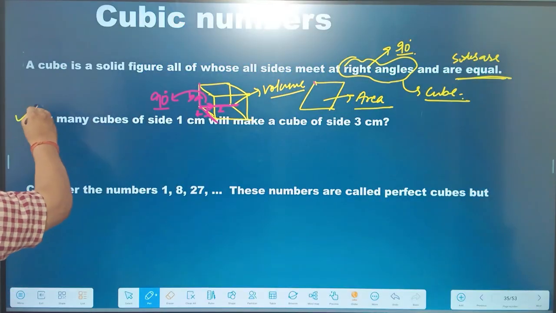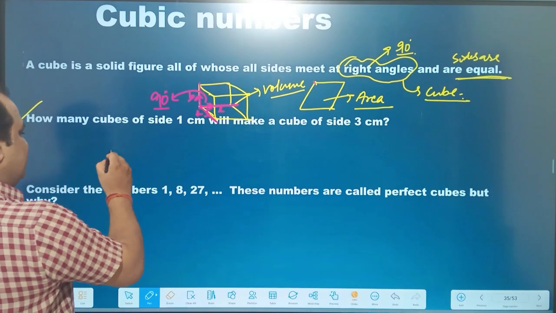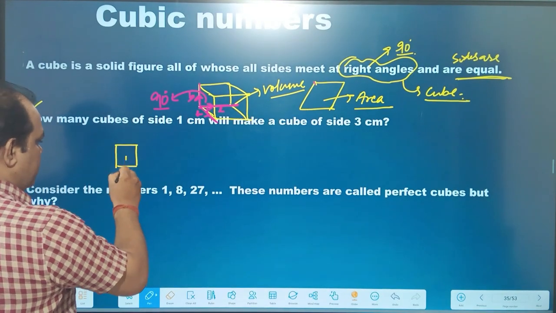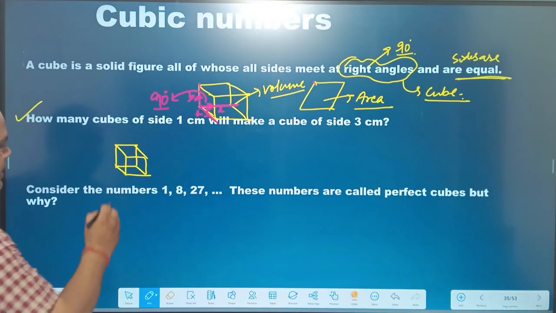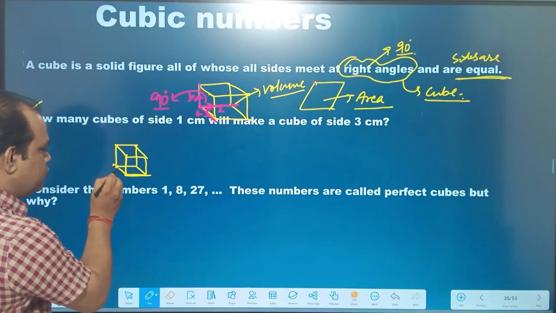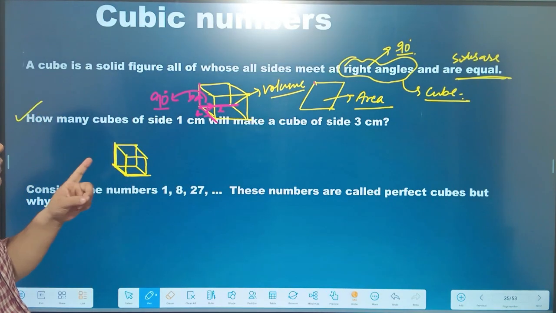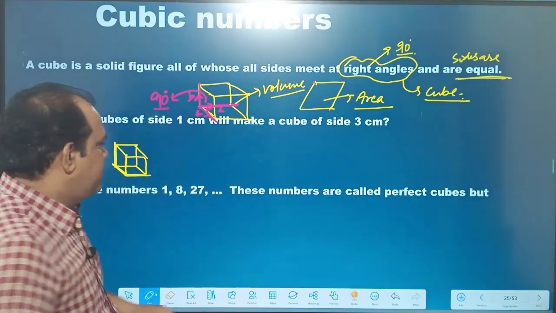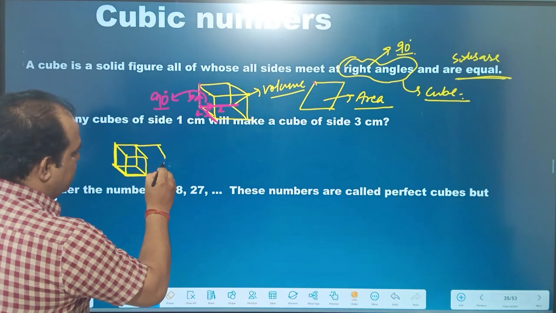Now the second question is, how many cubes of side 1 centimeter will make a cube of side 3 centimeter? Let's say this is a cube, we make it like this. This is a 1 centimeter cube. Let's say all these sides are 1 centimeter. This is 1 centimeter. This is 1 centimeter. This is 1 centimeter, right? Now you have to make a cube of side 3 centimeter. So if you have to make the side of 3 centimeter, it means you have to do something like this.